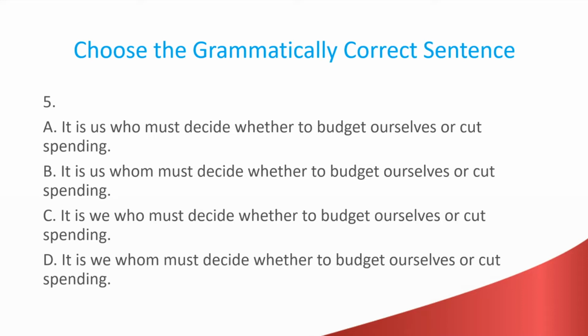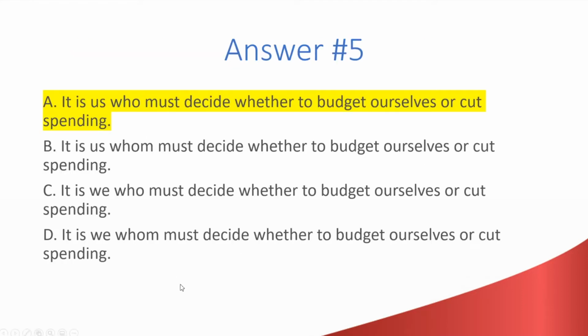Okay, let's see here. A is correct. It is us who must decide whether to budget ourselves or cut spending. Why do we have that? Because if you replace "who" with the word "he," that fits. Because you wouldn't say "his must decide whether to budget ourselves," but you can exchange "who" for "he" and say "he must decide whether to budget ourselves or cut spending." Okay.